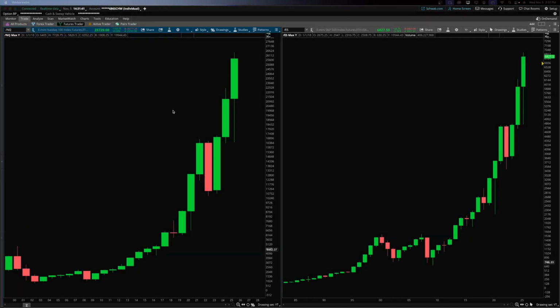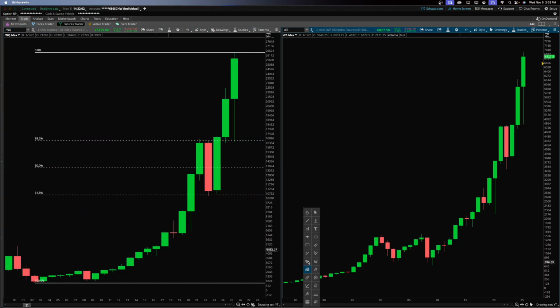What's going on, guys? Today is November 5th, 2026, and I'm going to be going over how I chart and trade the NASDAQ 100 and the S&P 500. First off, what I do is I get a top-down approach with the Fibonacci tool from the bottom all the way to the top, just to give myself a bigger picture idea where the market's going and where it's heading.